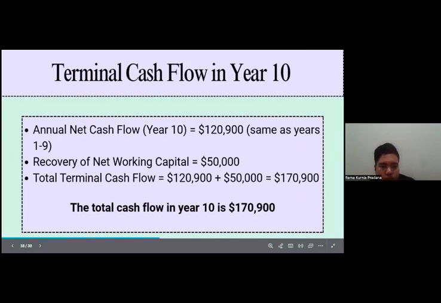Next, we calculate the annual net cash flow for year 10, which remains the same as in previous years, $120,900. However, in year 10, we also factor in the recovery of net working capital, which amounts to $50,000. This is the amount initially invested and now returned as the project ends. So the total terminal cash flow in year 10 is the sum of both, which equals $170,900.